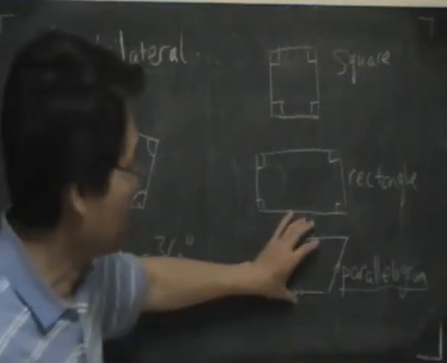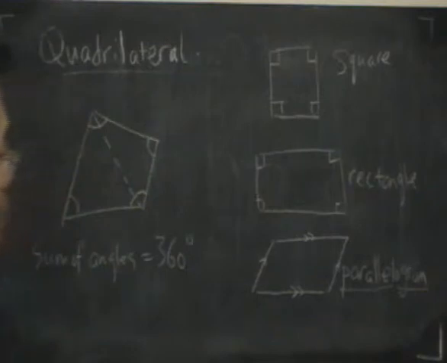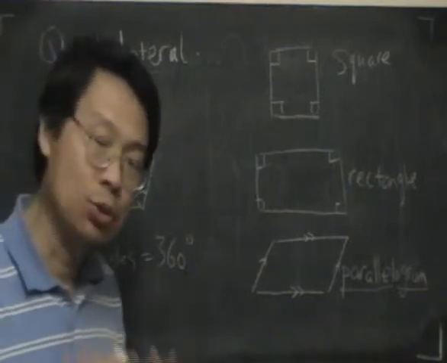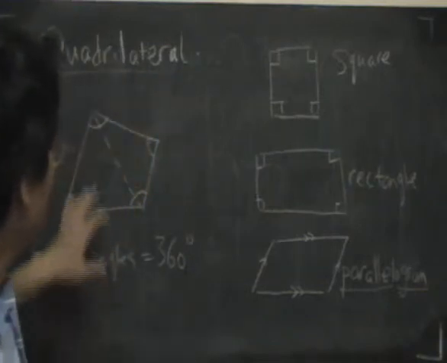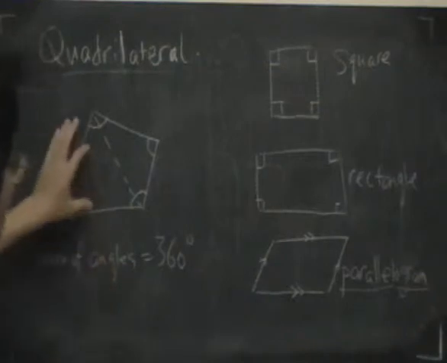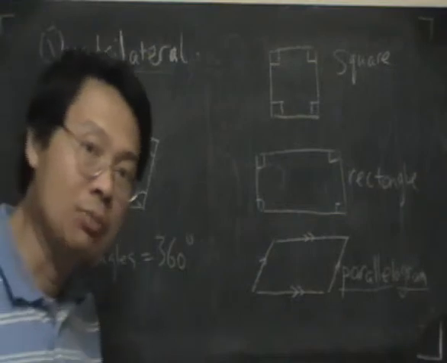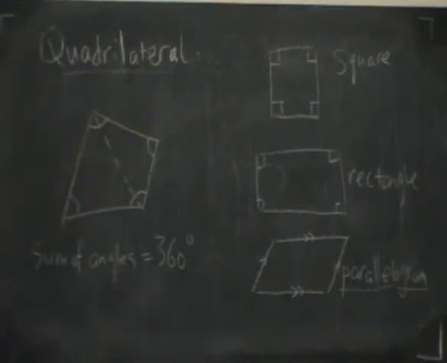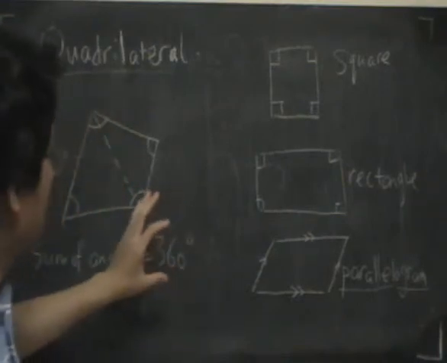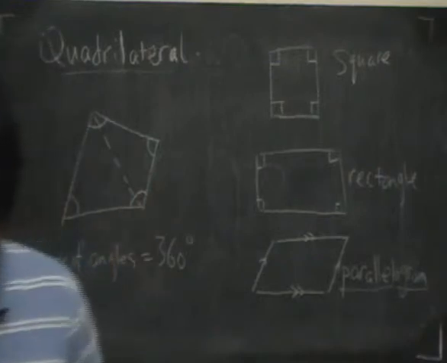Right? Two opposite sides equal. So in this case, the sum is also 360 degrees. And we know it must be because we can always imagine cutting it up into two triangles.